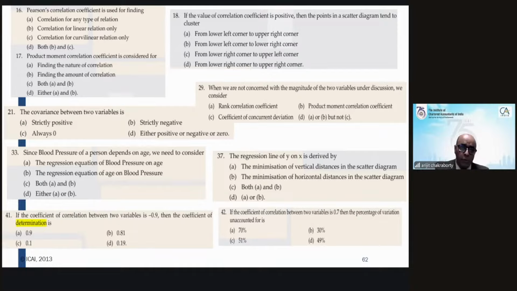So what will the unaccounted for, that is unexplained, variance be? 1 minus 0.49. If 0.49 is explained, then the unexplained is 1 minus 0.49, because we know the maximum value is +1. So 1 minus 0.49 gives you 0.51, that is 51%, which is the unaccounted amount. So for question number 42, I think we can pick option C, which is 51% in this case. We have already overshot our time, and I will close the session.